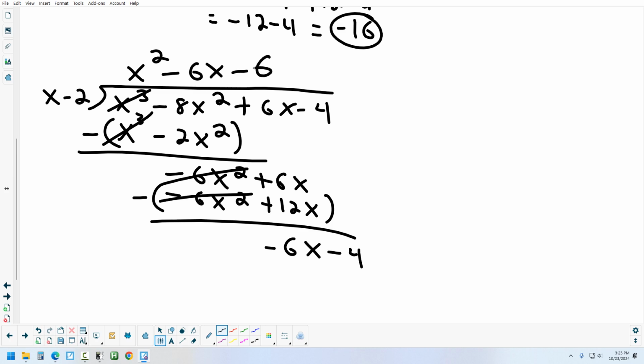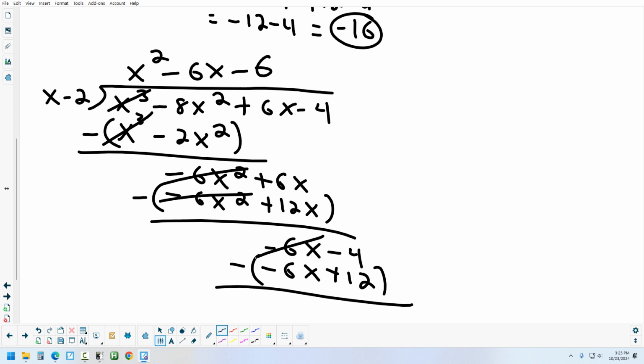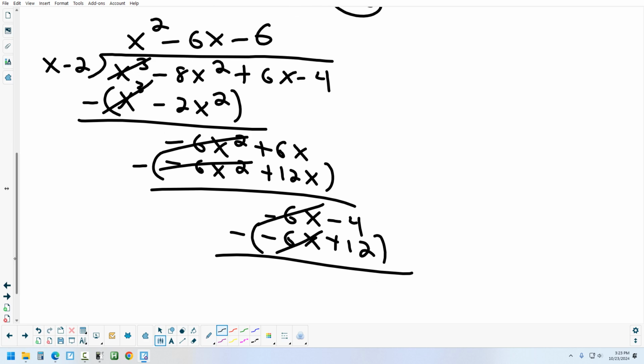Now multiply that back out. We do negative 6x plus 12. And we're going to subtract. That cancels out the negative 6x. And what's negative 4 minus 12? Give me a second. Negative 16, my bad. So negative 4 minus 12 will give you negative 16.